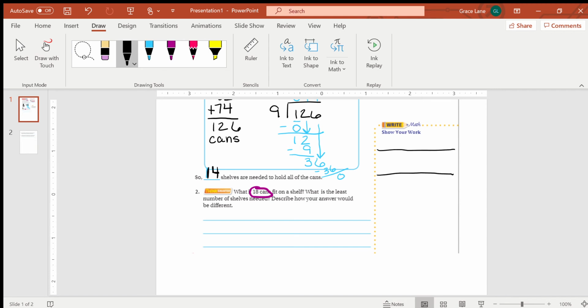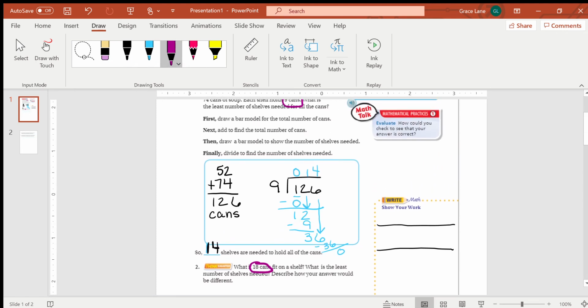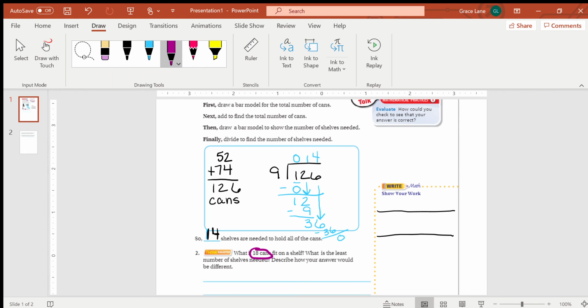Here are my shelves. In the first question, it said that 9 cans fit on a shelf. If you did, here are my cans: 1, 2, 3, 4, 5, 6, 7, 8, 9 cans on one shelf. And let's say you had a second shelf with another 9 cans: 1, 2, 3, 4, 5, 6, 7, 8, 9. That would be the first problem. I would need 2 shelves for 18 cans.